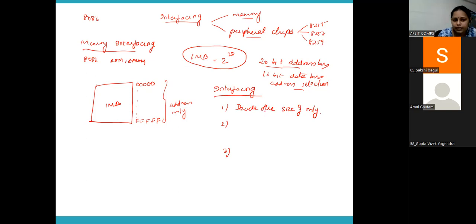Once you decide the amount of memory you want to interface, you may not want the whole of it to act as a ROM or a RAM. You may want some amount of the memory to act as RAM and some amount to act as ROM. I hope you know what is meant by RAM, ROM, EEPROM.